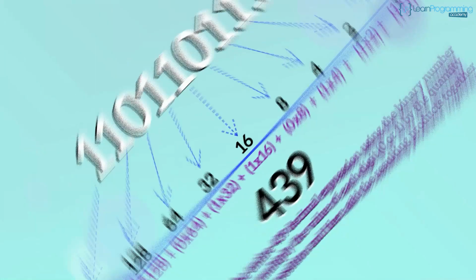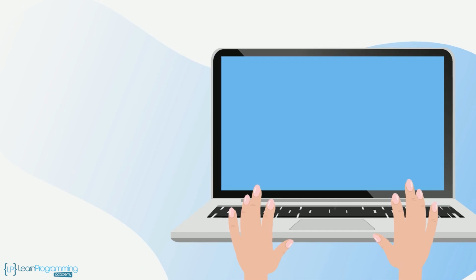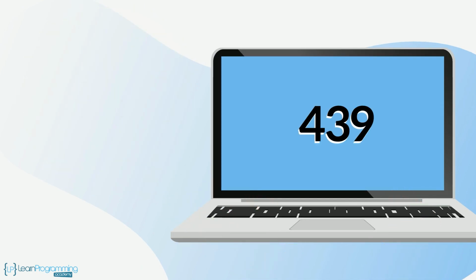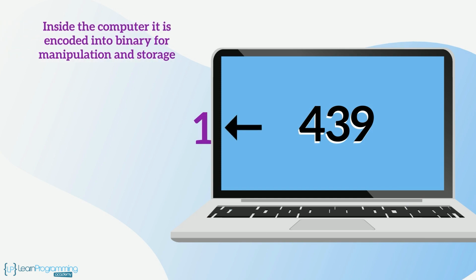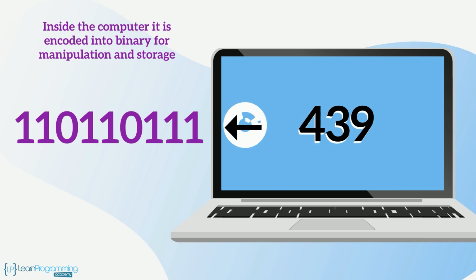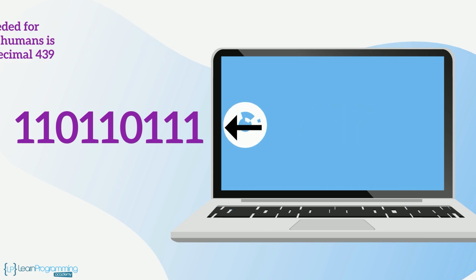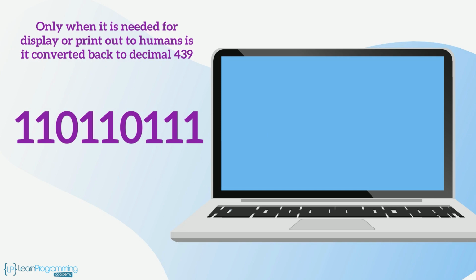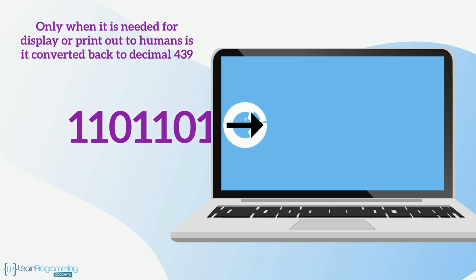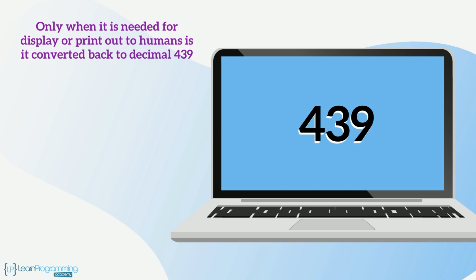equals 439. Keep in mind that you and I might type decimal 439 on our keyboard and it'll show on the display monitor decimal 439, but inside the computer it's encoded into binary 110110111 for manipulation and storage. Only when it's needed for display or printout to humans is it converted back to decimal 439.